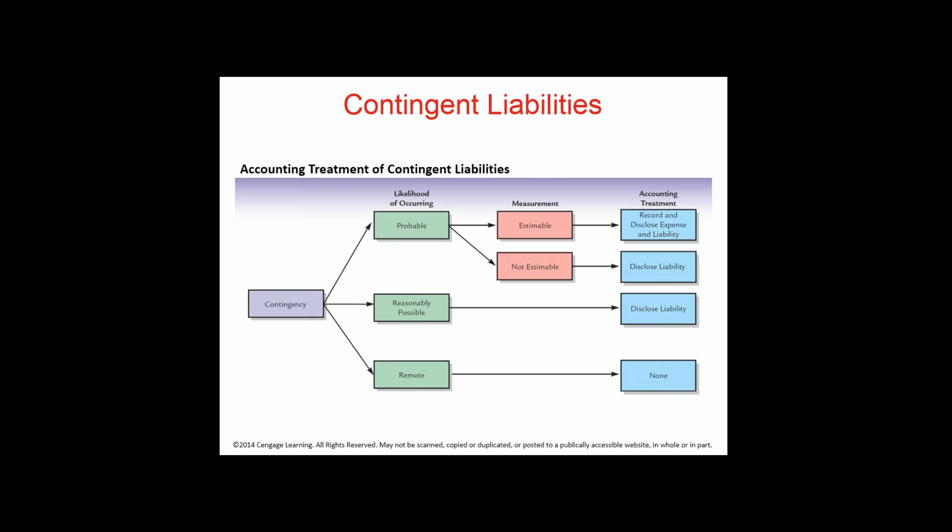If the contingency is only reasonably possible, it's not probable, it's reasonably possible, then we simply disclose it. If the contingency is remote, then we say nothing, we do nothing. Sometimes it's hard to determine, but you must do it with the most knowledge that you have at the time.